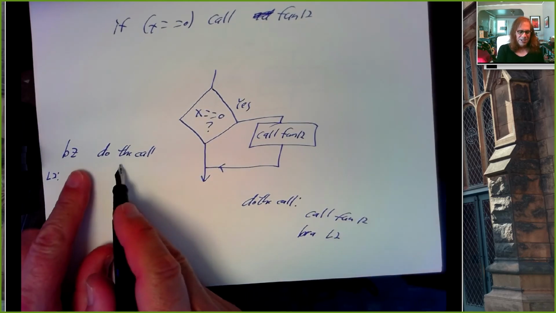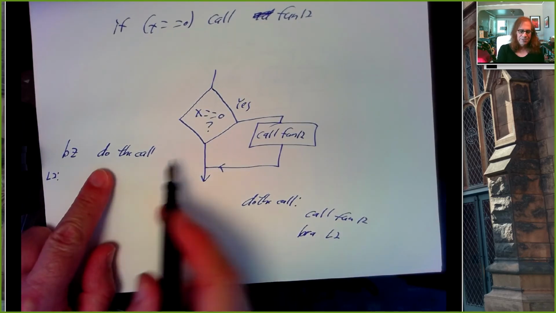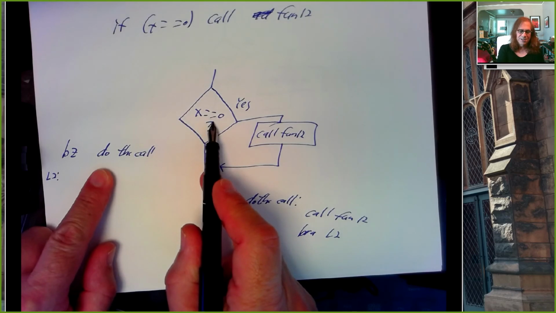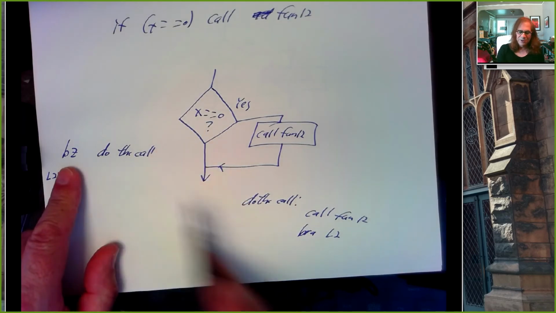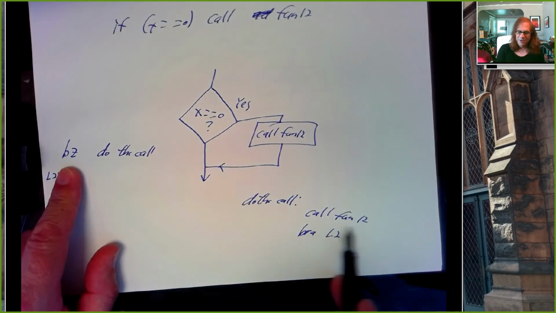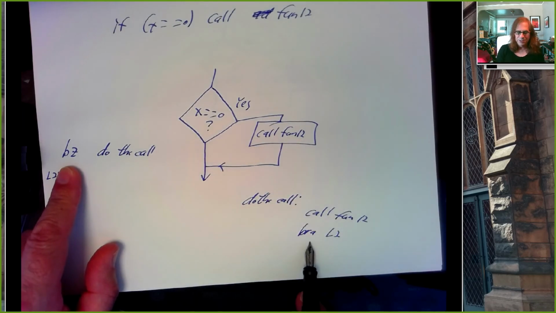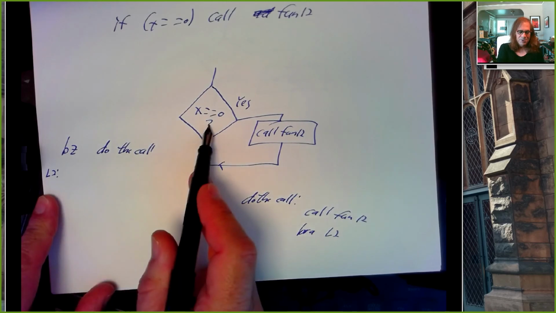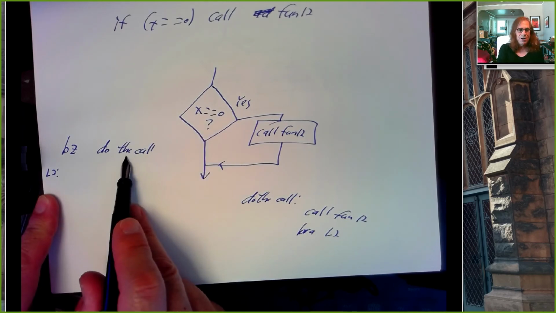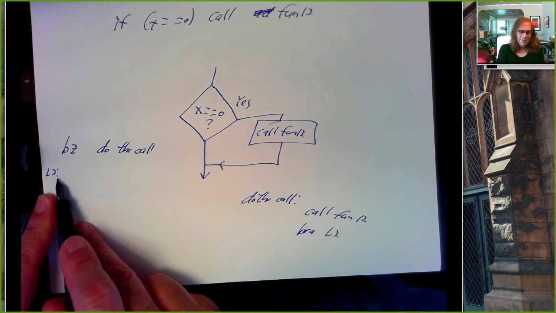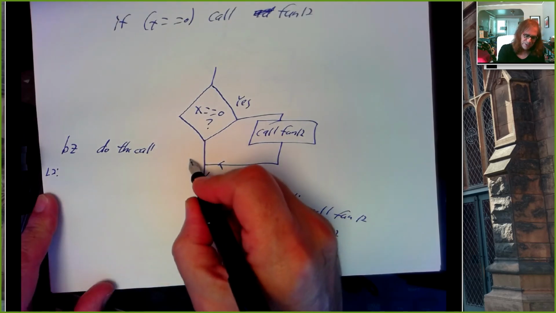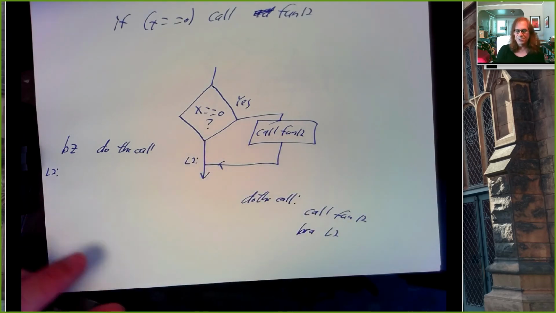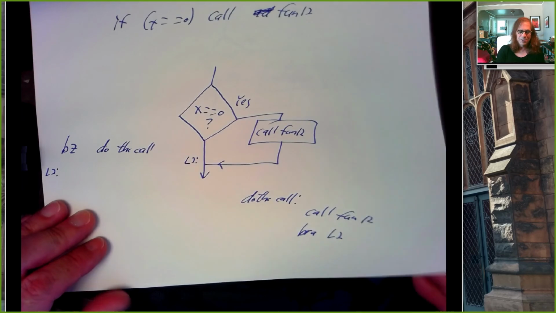All right, so branch if 0, do the call. That's checking this condition right here. And if it's 0, we're going to come down here, we're going to make our call, and then we're going to branch back to whatever that next statement was. If x was not 0, this branch is a no-op. It doesn't do the branch, and we just fall down here. So this point in our code is what we're calling L2, that point in our flowchart.